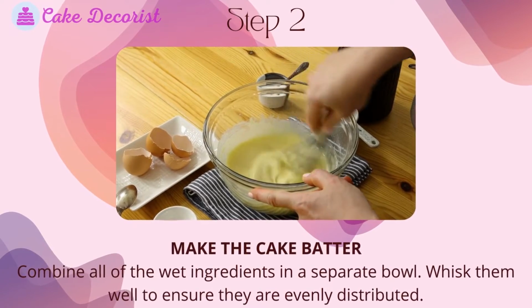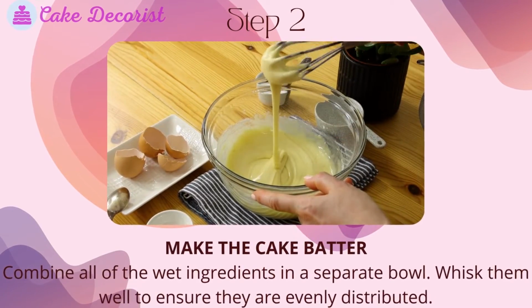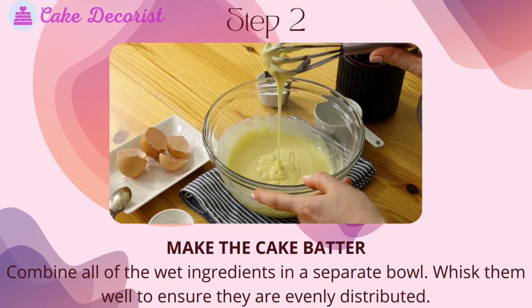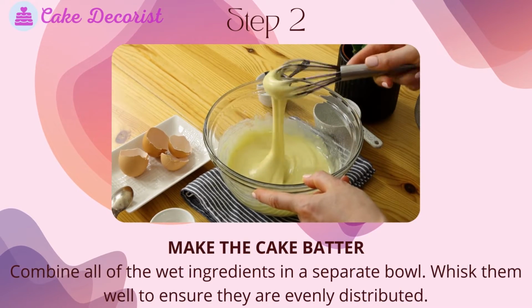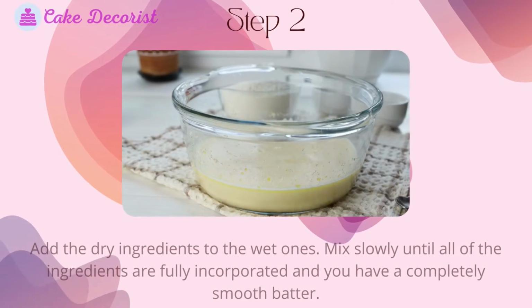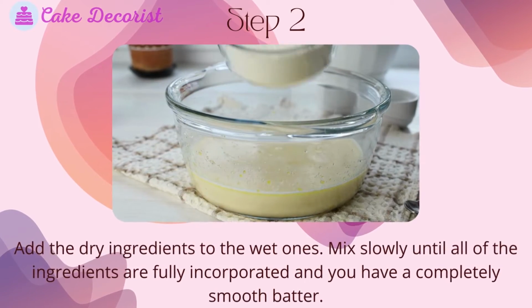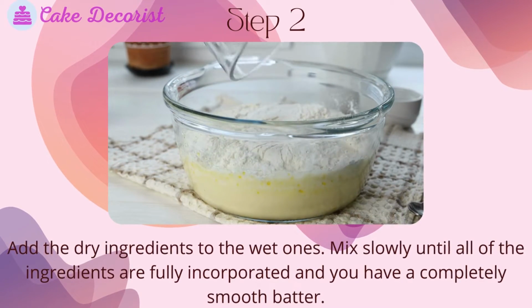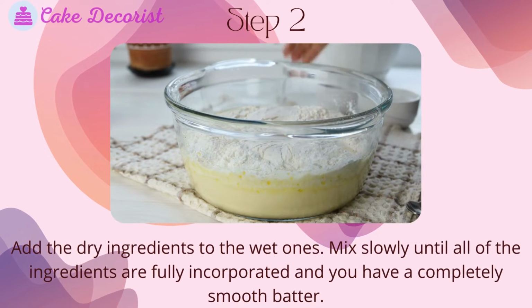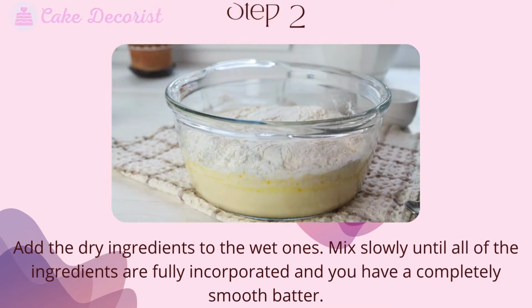Step 2. Make the cake batter. Combine all of the wet ingredients in a separate bowl. Whisk them well to ensure they are evenly distributed. Add the dry ingredients to the wet ones. Mix slowly until all of the ingredients are fully incorporated and you have a completely smooth batter.